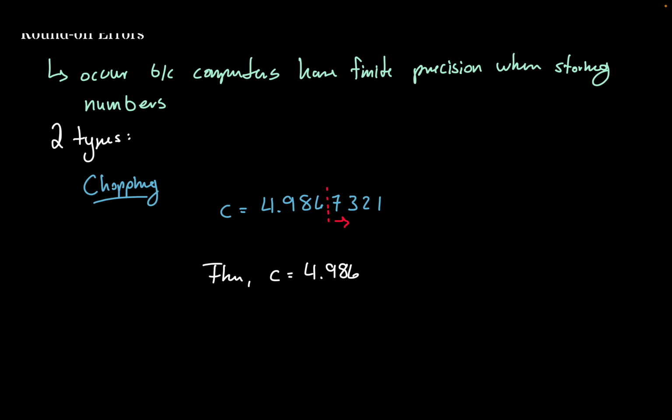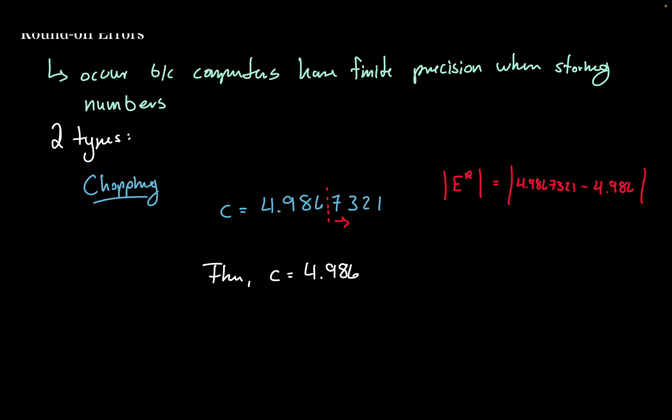So now with this, we tend to denote the rounding error as e to the r. So we'll essentially say the absolute value of our rounding error is going to be equal to our original number, 4.9867321, subtracted by our approximated value, which in this case would be 4.986. And then that's pretty much chopping.